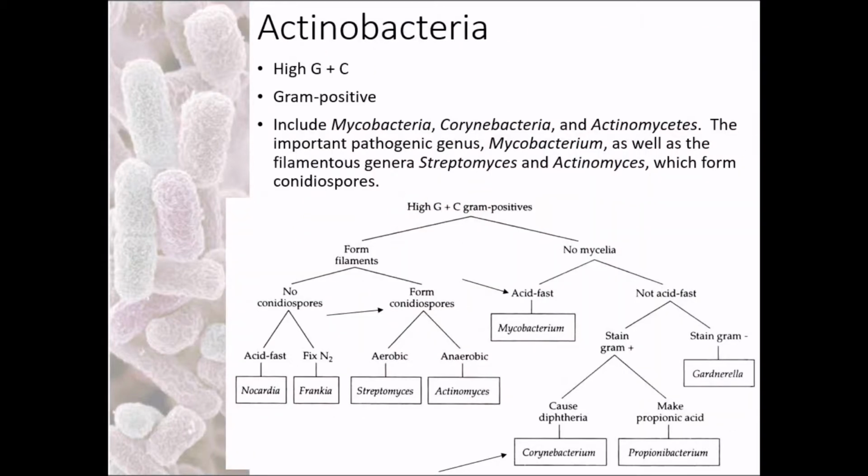Actinobacteria are also high G+C content bacteria. They are gram-positive in nature. They include Mycobacteria, Coryneform, and Actinomycetes. It includes an important pathogenic organism like Mycobacterium, while Streptomyces and Actinomyces are known industrially very important.